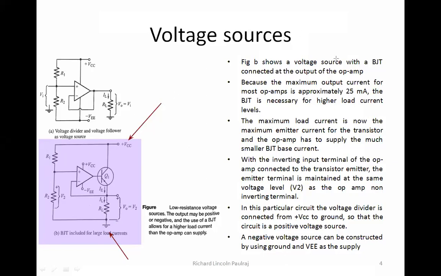So figure B shows a voltage source with a BJT connected to the output of the op-amp. Because the maximum output current for most op-amps is approximately 25 milliamps. So I want you to make note of this. So 25 milliamps is actually referring to the maximum output that an op-amp can actually render us. The BJT is necessary for higher load current levels.